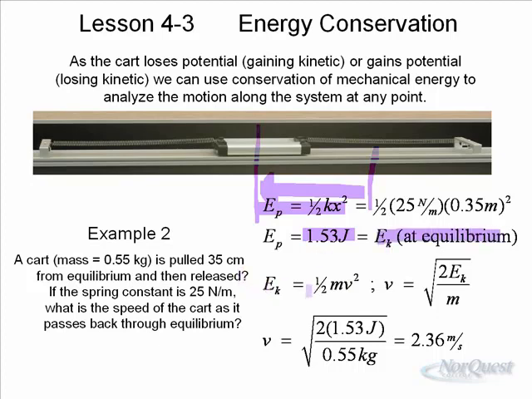Since kinetic energy is 1/2 mv squared, solving for v, we take v squared and isolate it by multiplying by 2, dividing by m, and then to isolate v, we take the square root. So v is equal to the square root of twice the kinetic energy over m. Since the kinetic is equal to the potential, 2 times 1.53 divided by the mass gives you 2.36 meters per second. That is the speed as it passes through equilibrium. Once it gets beyond equilibrium, it will start to move away from equilibrium again. It will lose some of that speed because the kinetic energy is turning into potential energy.